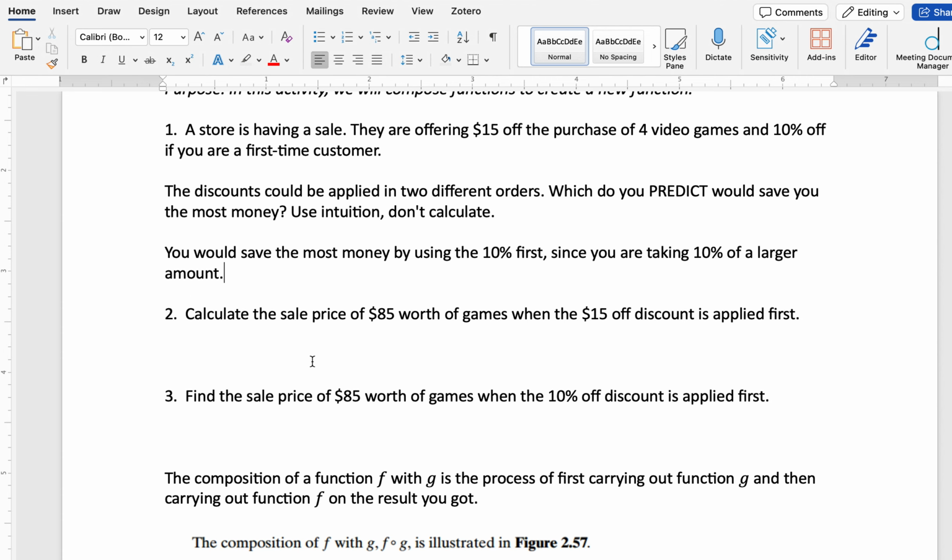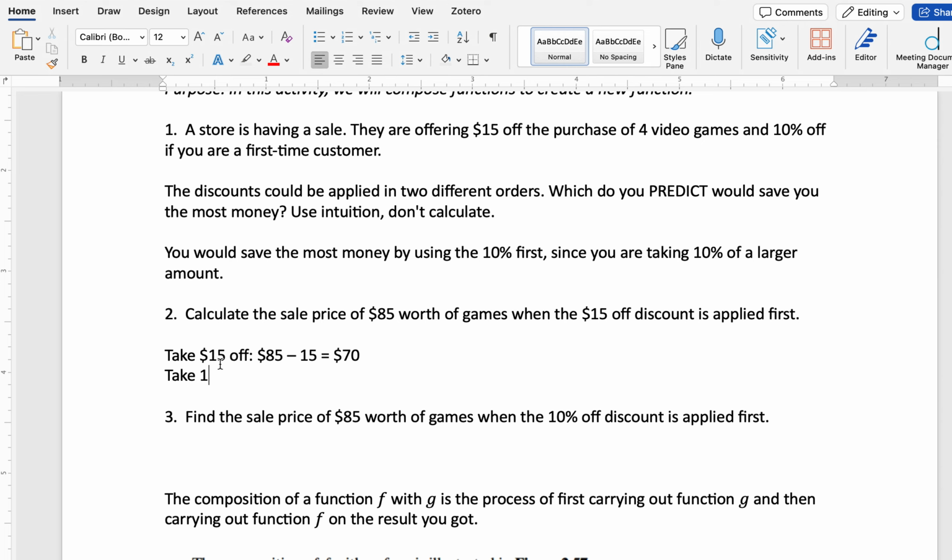So let's check ourselves here. We want to calculate the sale price of $85 worth of games when the $15 off discount is applied first. So first we're going to take $15 off. If we're spending $85, then our remaining price is going to be $70 once we do that. And then we want to take 10% off of that. So 10% of 70 is 7. So we are taking $7 off that $70 price, which is going to leave us a price of $63.